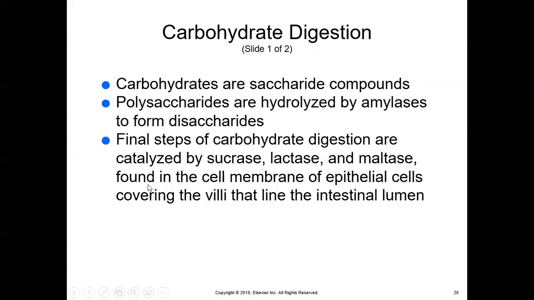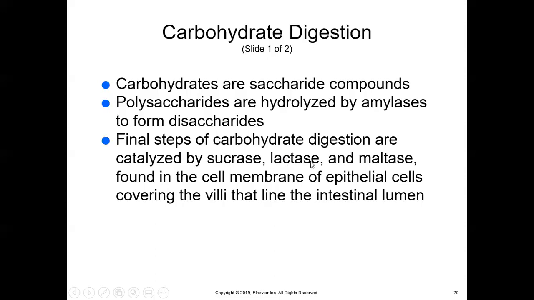And these enzymes are found in the cell membrane of epithelial cells covering the villi that line the intestinal lumen. We'll talk about that in a little bit. The villi line the intestinal lumen of the duodenum, so it's the intestinal wall around the opening in the duodenum. The villi help increase the surface area, and that's where these enzymes that aid in carbohydrate digestion are found. So these are broken down into simpler sugars.